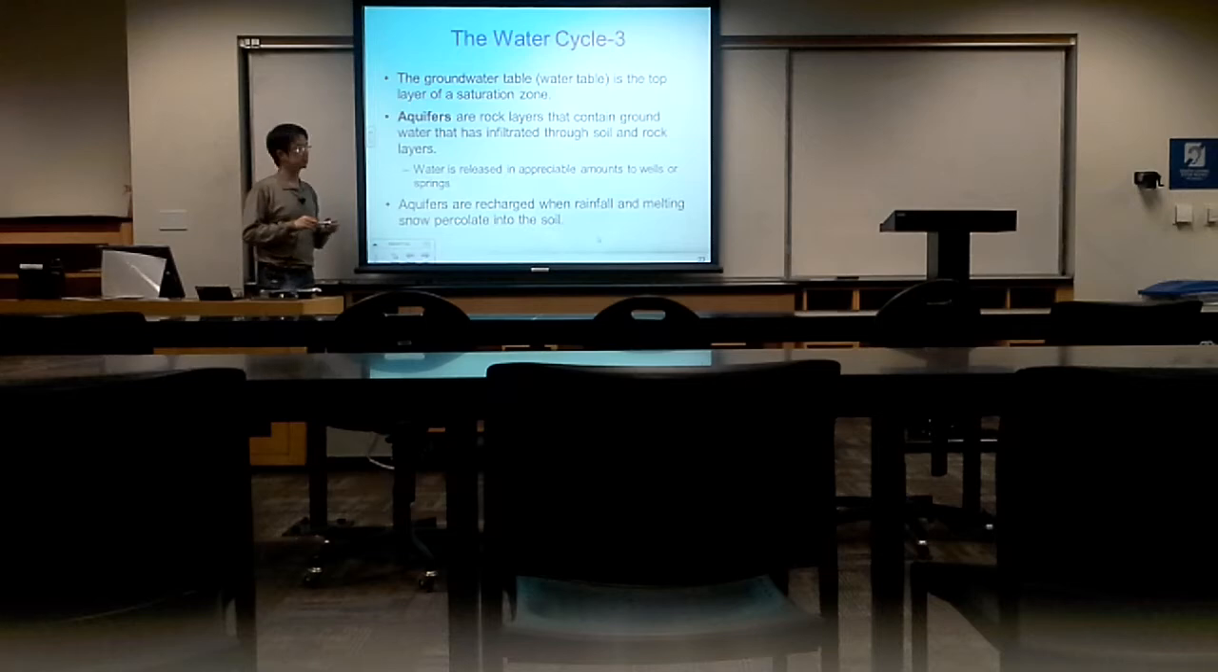Groundwater table, or water table. There's a saturation zone, a state of saturation. And then aquifers. An aquifer is a rock layer that contains groundwater. The wells or springs are basically from the aquifers. Aquifers can be recharged when we have precipitation or snow melting.